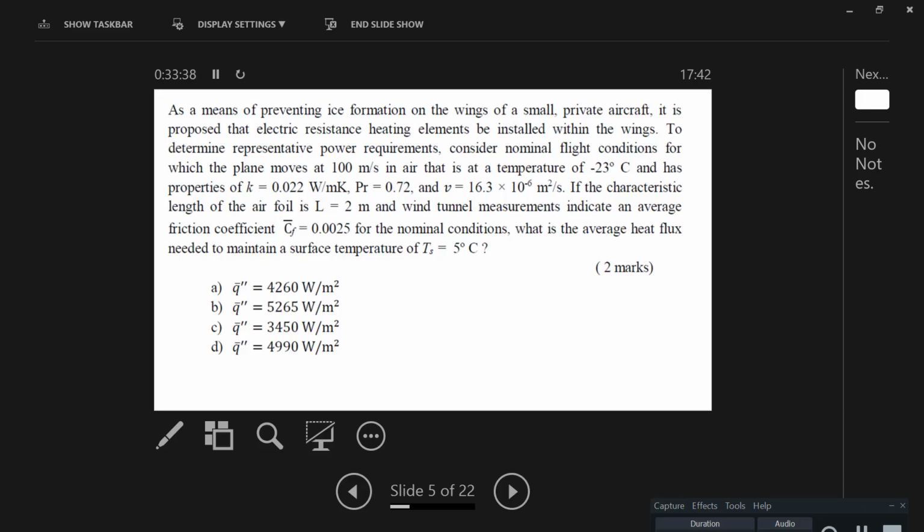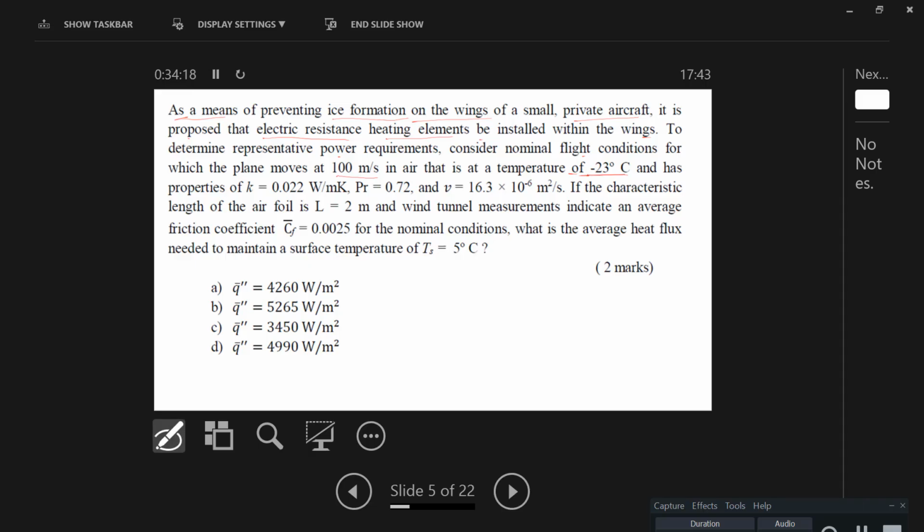Okay, here, as a means of preventing ice formation on the wings of a small private aircraft, it is proposed that electrical resistance heating elements be installed within the wing. To determine representative power requirements, consider nominal flight conditions for which the plane moves at 100 meters per second in the air. So we know that as you go higher when you fly, the temperature decreases.